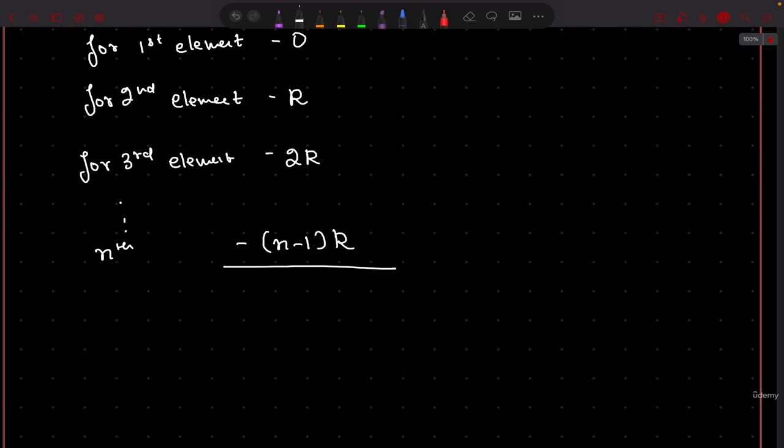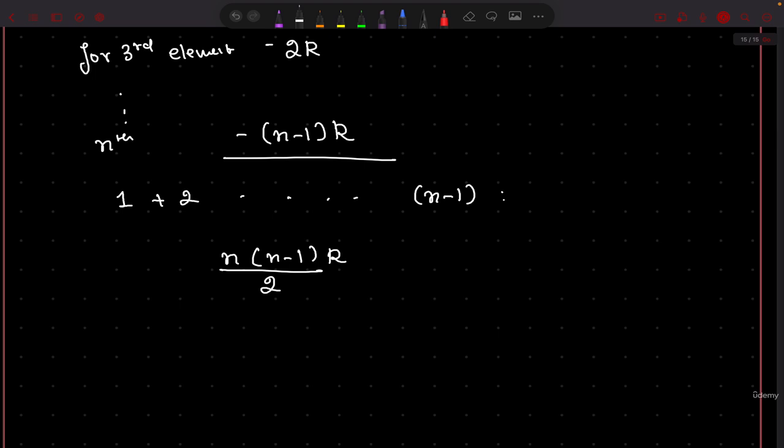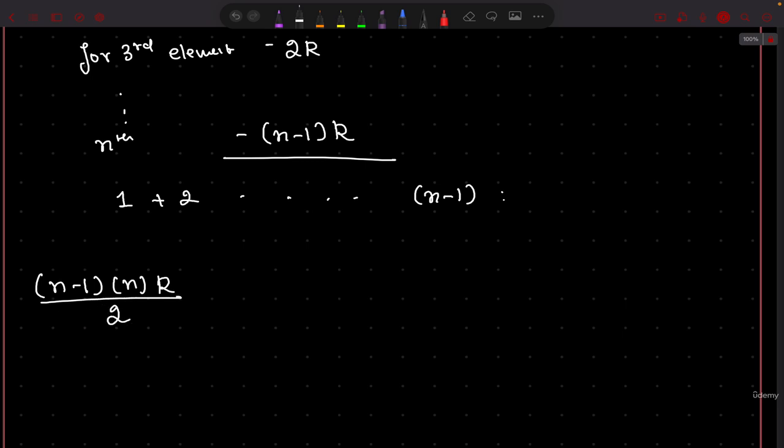Now if I add all of them, we have done this already. This is something known as 1 plus 2 dot dot dot all the way till n minus 1. Okay, so in the bubble sort we saw how it is evaluated. This is coming out to be n into n minus 1 by 2 into k, right? If this is the case, let me write it a little bit on the left side, 1 second. Yeah. So n minus 1 into n k by 2. This is your final complexity, right?